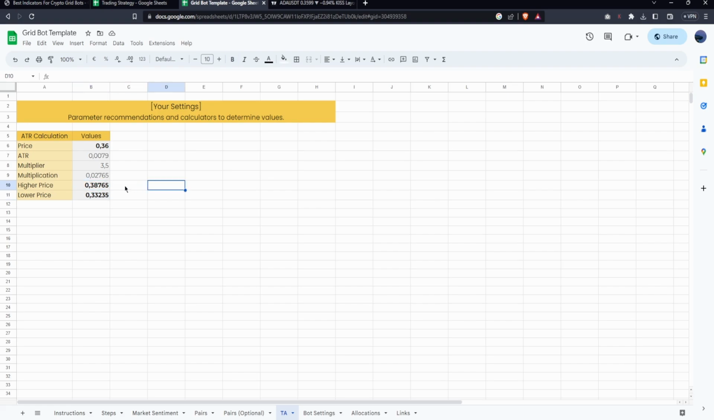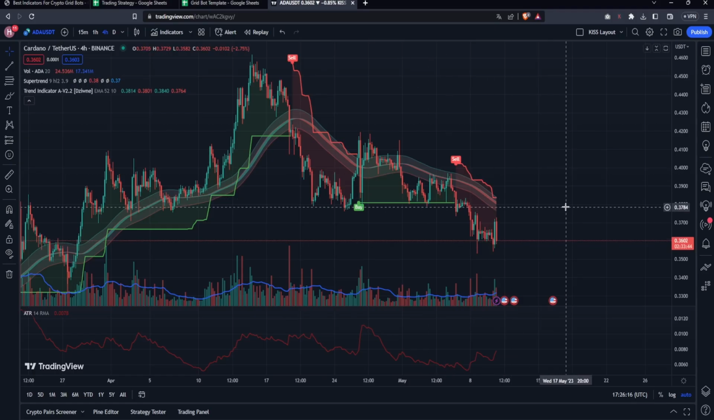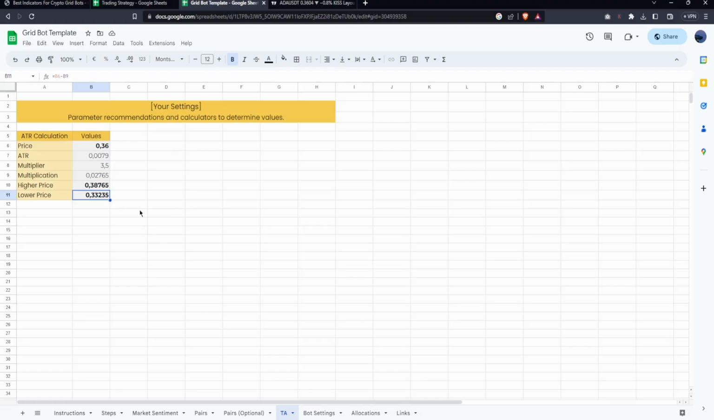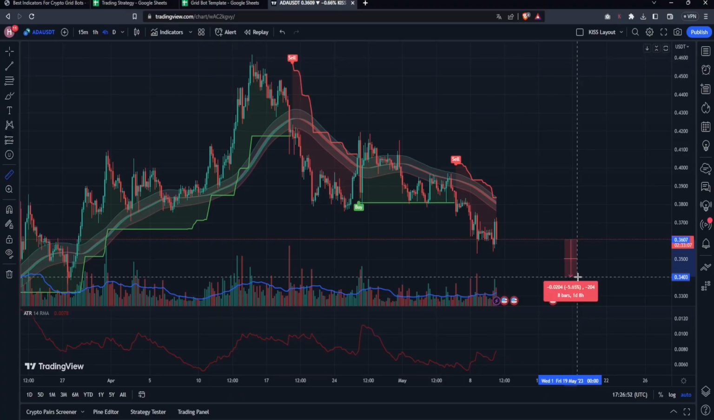So what that means is that with the current volatility and using a 3.5 multiplier, you could expect the Cardano price to reach 0.38. So around this value right here, which would be around a 5% increase in price, but you could also expect a lower price of 0.33, which would be around minus 5% or a 5% decrease. So as you can see, this gives you a range that you can use, for example, for a grid bot.